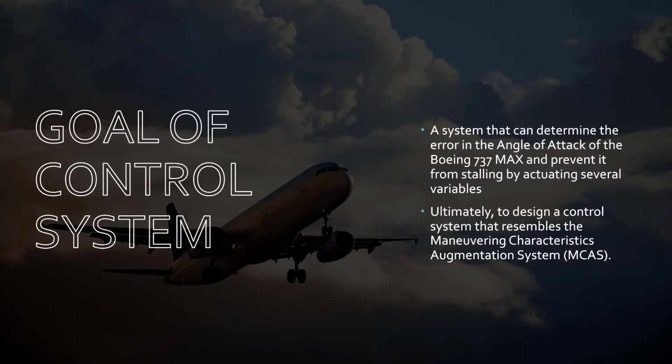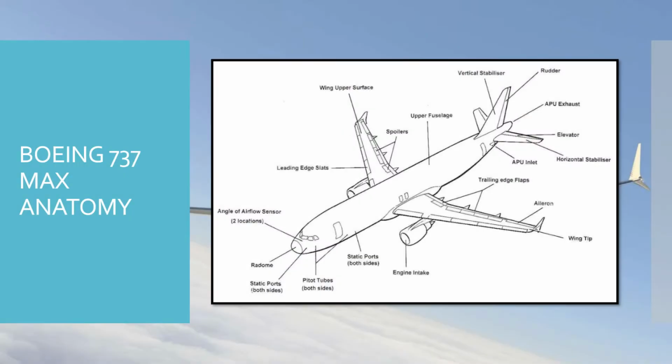The goal of the control system is to design a system that can determine the error in the angle of attack of the Boeing 737 and prevent it from stalling by actuating several variables. Ultimately, our purpose is to design a control system that resembles the Maneuvering Characteristics Augmentation System. Prior to analyzing the variables of a control system, let us take a look at the anatomy of the Boeing 737. The main focus of this anatomy would be the angle of airflow sensor, the elevator, the rudder, and the engine intake. These components are mentioned in the next slide.